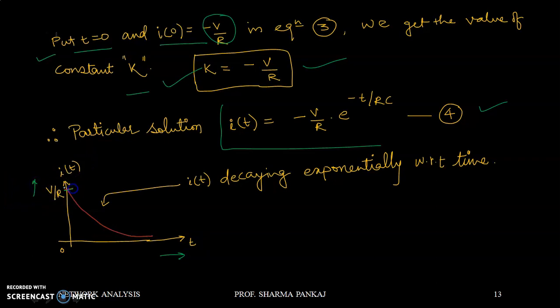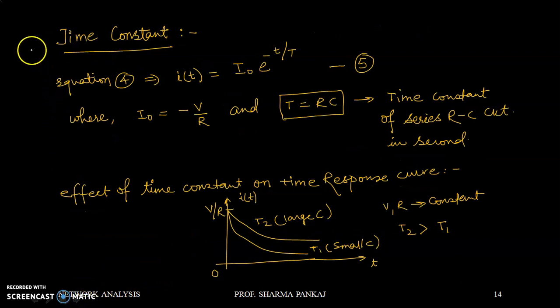This is the maximum value of current at time t is equal to 0, that is V by R. So i(t) is decaying exponentially with respect to time. Now the time constant: equation number 4 can be written, bringing the equation from the previous slide, as i(t) is equal to I naught into e raised to power minus t by tau. Equation number 5, where I naught is equal to minus V by R and tau is equal to RC. This is the time constant of the series RC circuit in seconds.